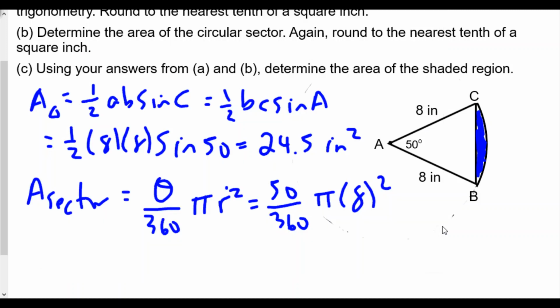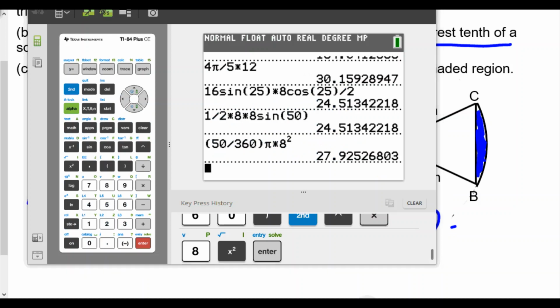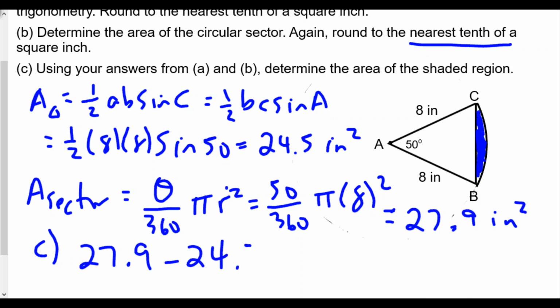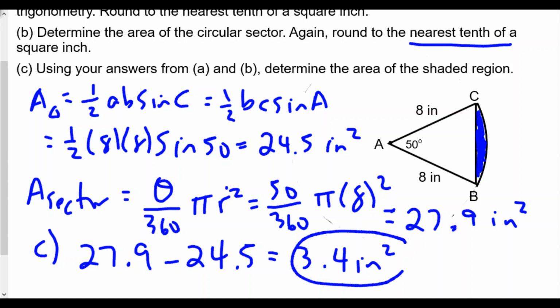27.925. So again, this is the nearest tenth of an inch. Nearest tenth, double check, make sure, about 27.9. Okay, so using the answers we found in part A and part B, here we're not going to go back to the exact values. We use our answers from part A and part B, 27.9 minus 24.5. That leftover area, the shaded region, is going to be 3.4 inches squared, the difference in this case. And so this will be the final answer we have.